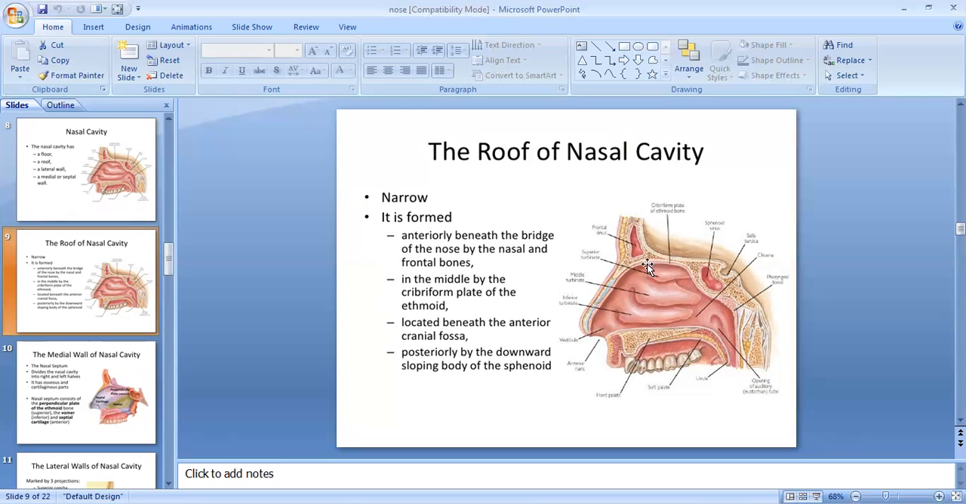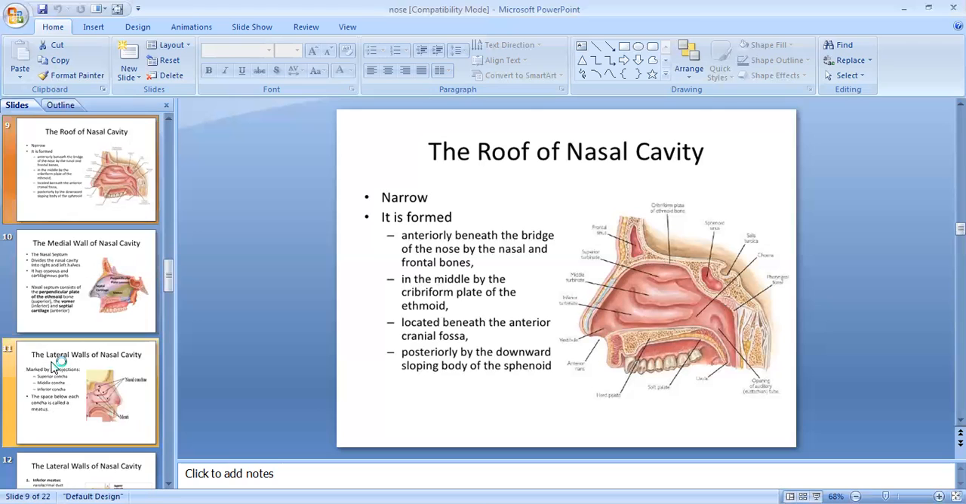And this forms the middle part of the roof of the nasal cavity. And posteriorly by the downward sloping body of the sphenoid bone. So this is the posterior part of the nasal cavity, and this is formed by the sphenoid bone. So the anterior part of the roof is formed by the nasal bone, middle part by the cribriform plate of the ethmoid bone, and posterior by the sphenoid bone. While the floor is formed by the hard palate, the palatine bone.